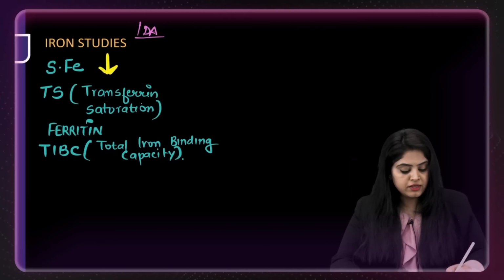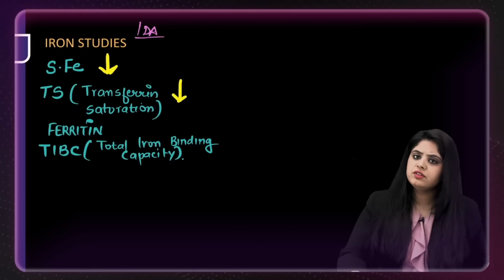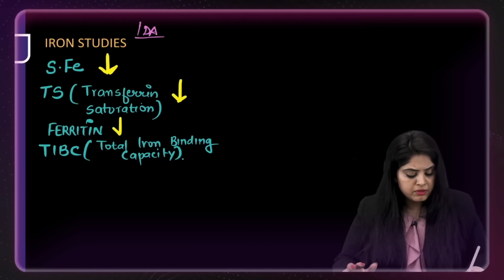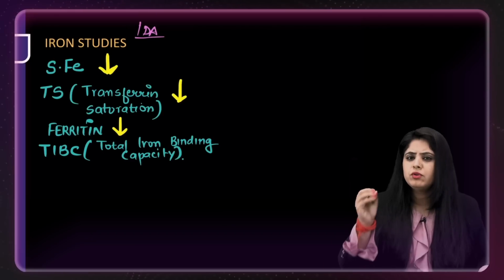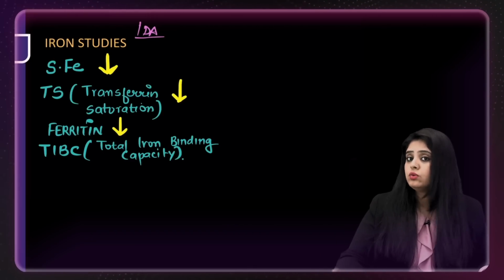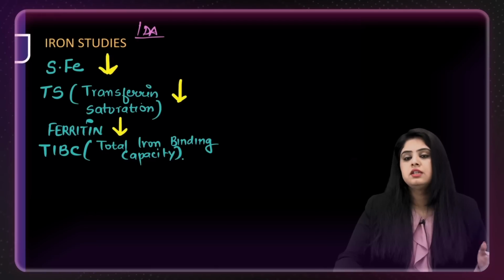If there is less iron, nothing is going to bind to transferrin. Transferrin saturation will also be low. If there is no iron, it's like a bank account with no savings. Nothing is going to be there. A poor, broke person. No iron, no saturation, no ferritin, no transport, no storage, nothing.